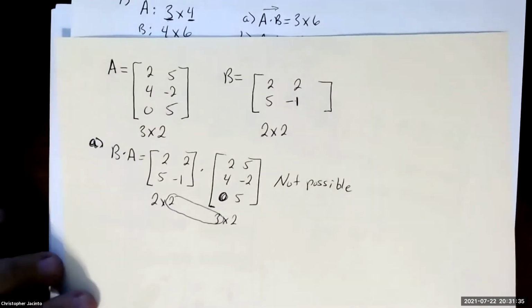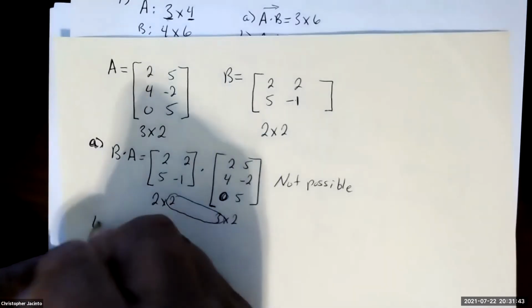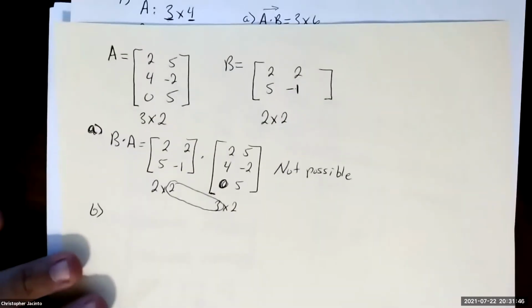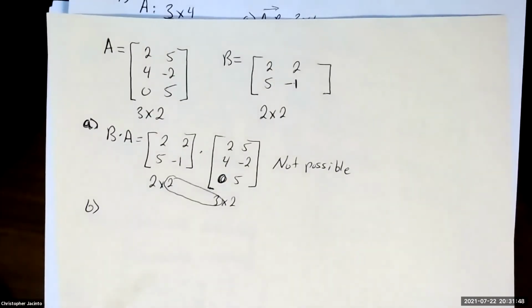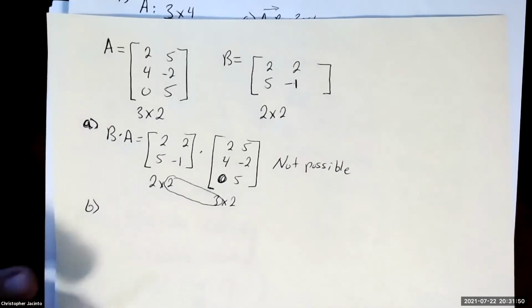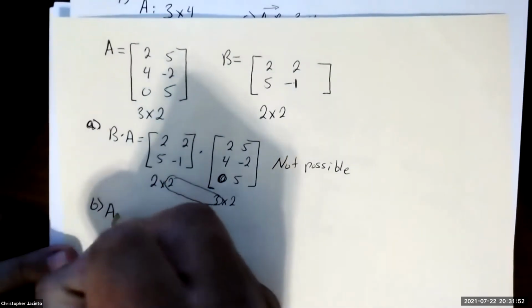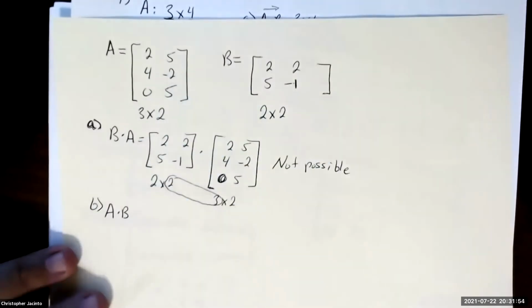If you could, right, you'll be a genius and they'll give you a PhD off the bat, but it's not possible. All right, that's it. So if you have a question just like that, boom, not possible. No work involved, right? Just identifying if you can. Well, let's see if the other way is possible. A times B.